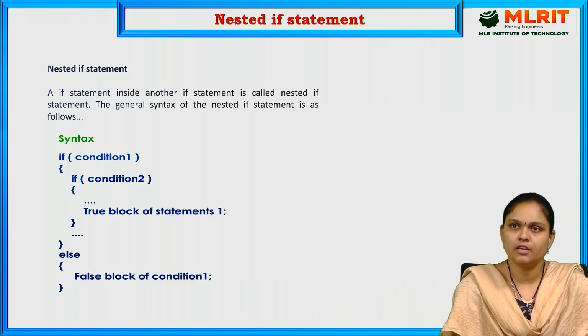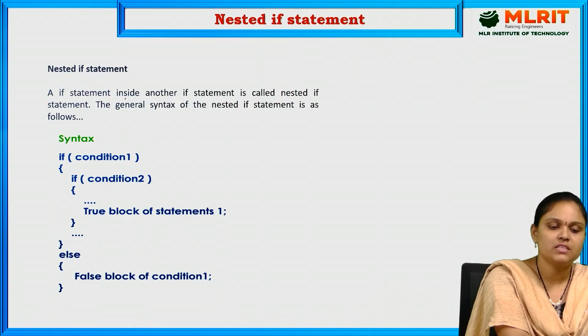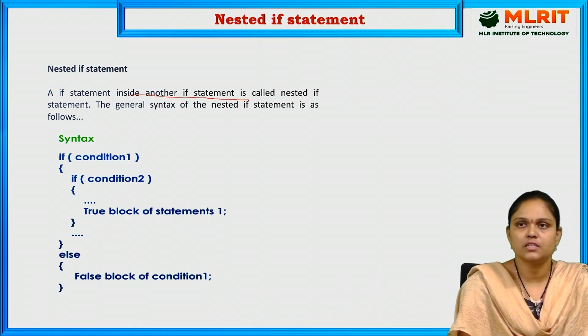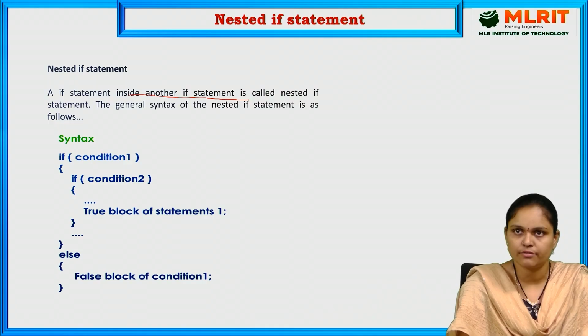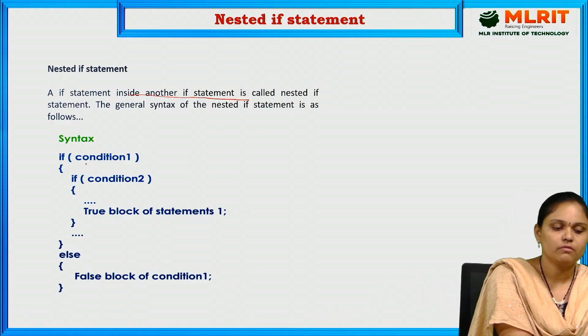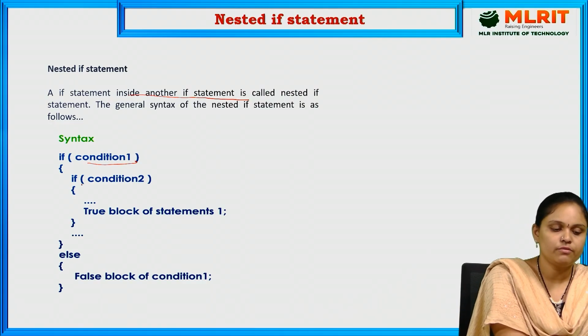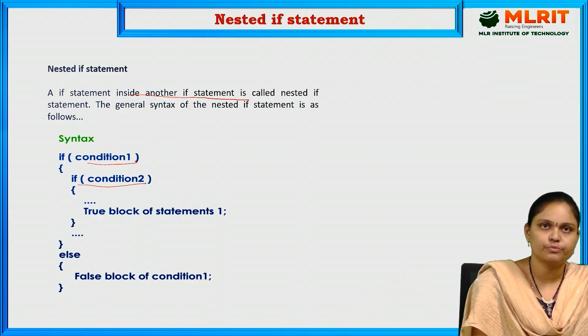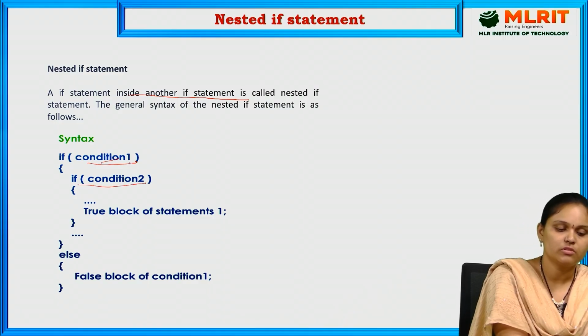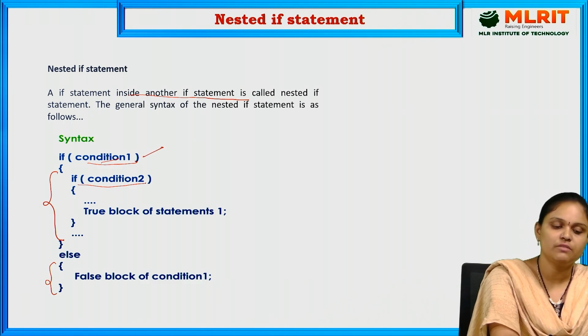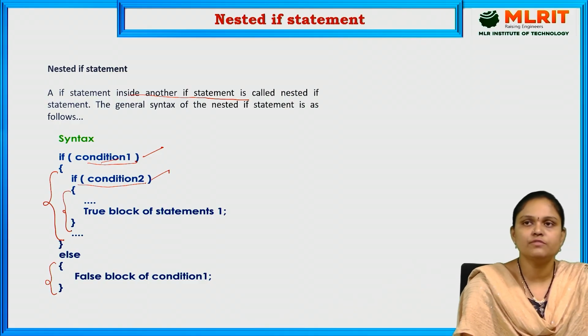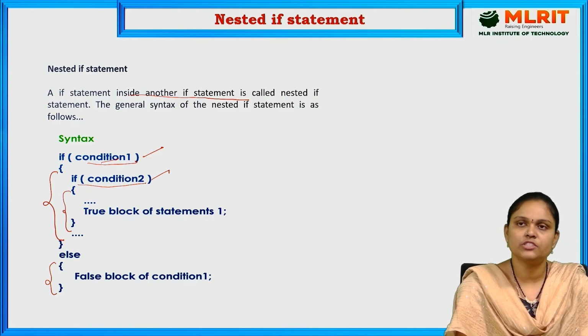Next is the nested if. An if inside another if is called a nested if. So an if statement inside another if statement is called a nested if. We are nesting one if inside another if. So this is the syntax. If condition 1, and in this if we are writing one more if, condition 2. If condition 1 is true, then only we are going to enter this block. If this condition is false, then we come to the else block. If condition 1 is true, then we check condition 2. If condition 2 is true, then only this inner if statement block will get executed. This is the functioning of the nested if statement.